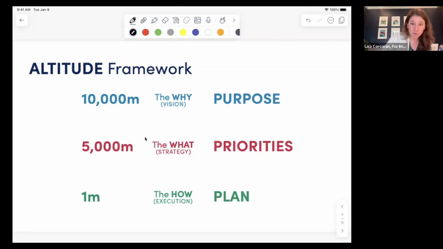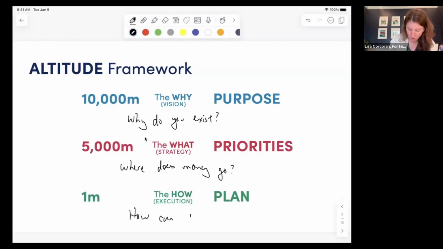So we created this framework to answer the 3 questions that we believe every funder has. All right. This is a funder. I'm casting a wide net to include individuals, foundations, corporations, and institutional entities like governments. We find the 3 questions they have are, why do you exist? What do you do? Or where does the money go? And last question, how can I help? Or what do you need from me? We find that all funders have these 3 questions.